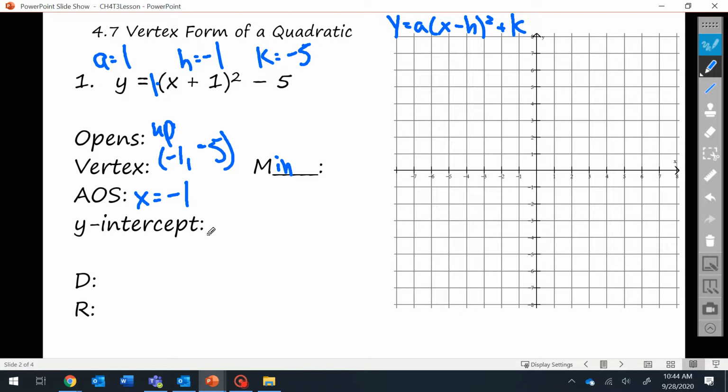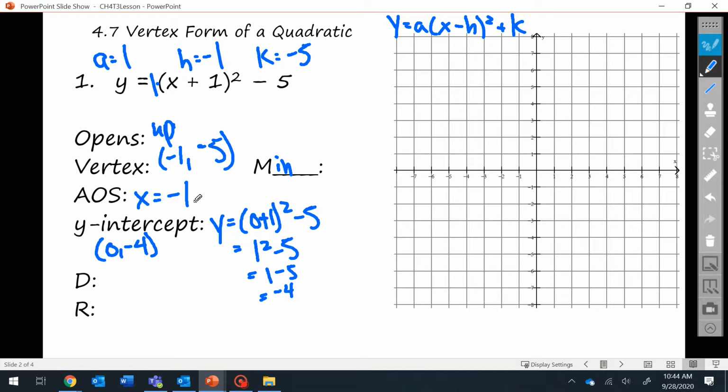The y-intercept, we substitute 0 in for x, so y is equal to (0 plus 1) squared minus 5. So 1 squared minus 5. So 1 minus 5, which is negative 4. So the y-intercept is 0, negative 4. This is all that I need in order to graph this.